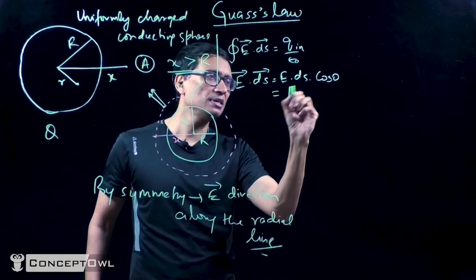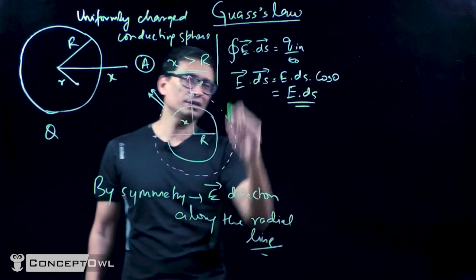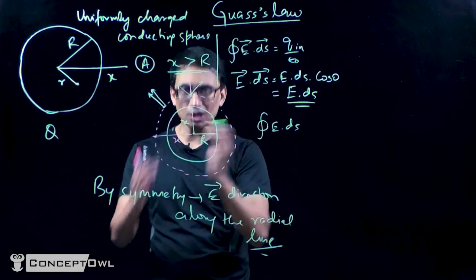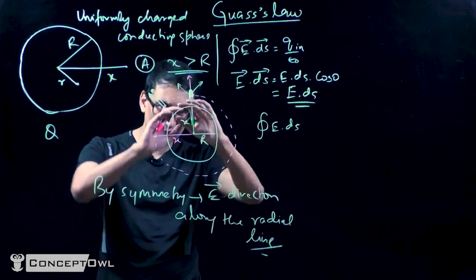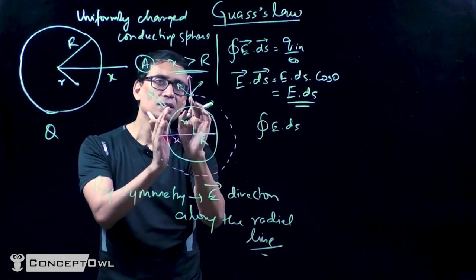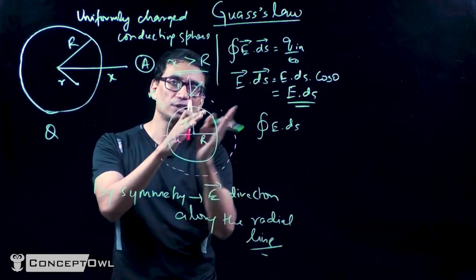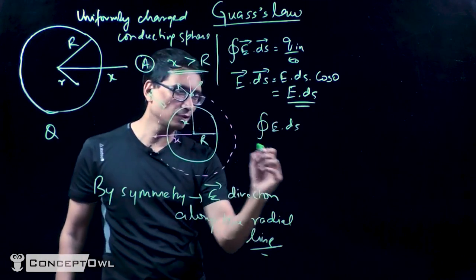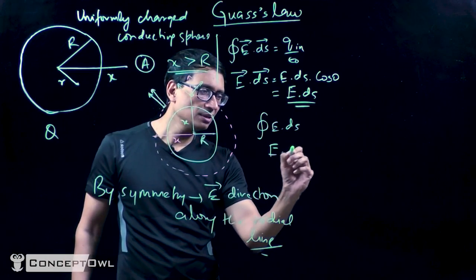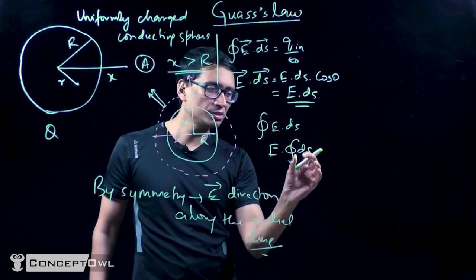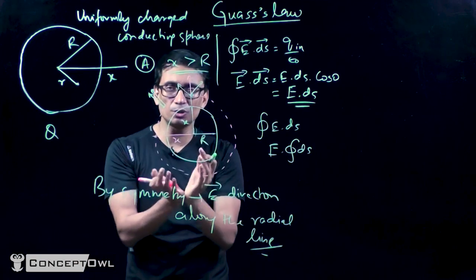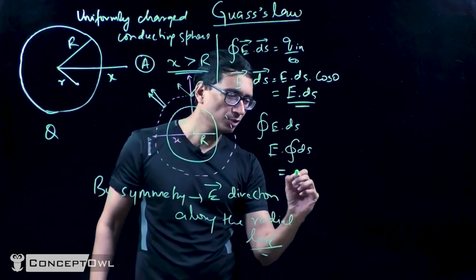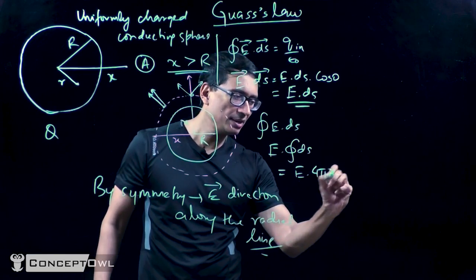So this is equal to integral E ds, and E is constant. Again by symmetry, this point will have the same electric field magnitude as this point, though obviously the direction is different. So I can take E outside as a common coefficient. This is equal to E times integral ds. And what is integral ds? It is the total surface area. What is the total surface area of a sphere? It is 4 pi times the square of the radius. So this would be equal to E times 4 pi x square.